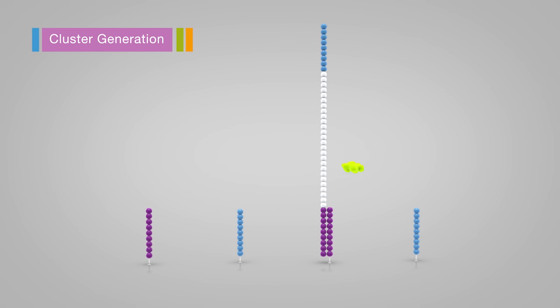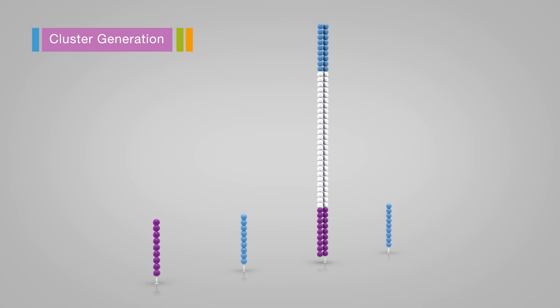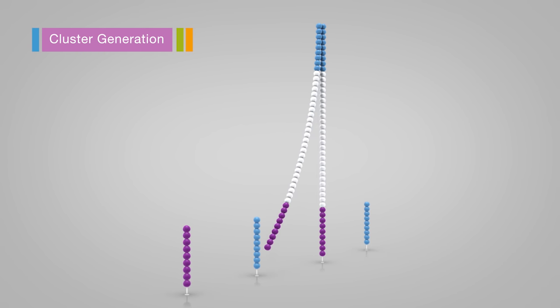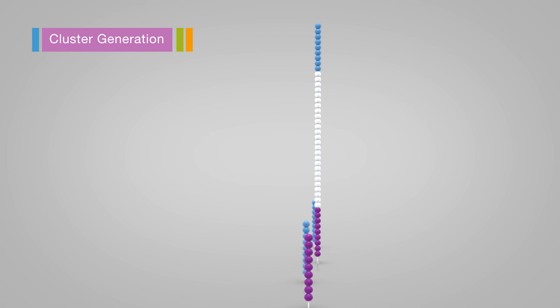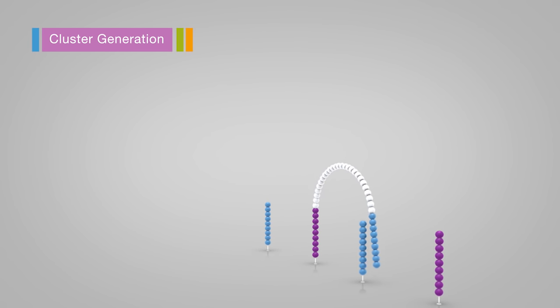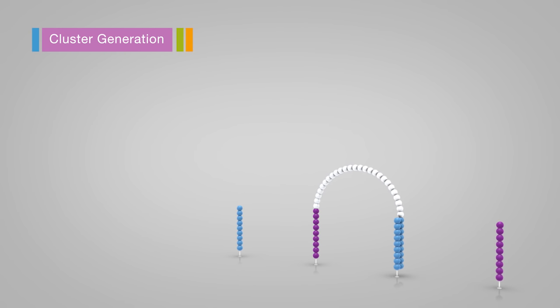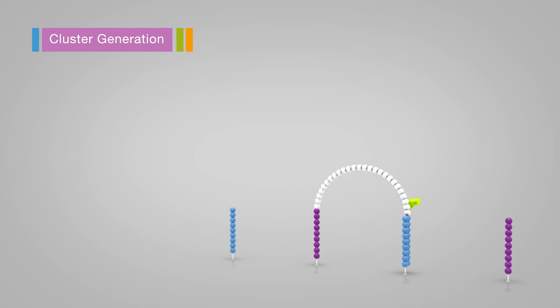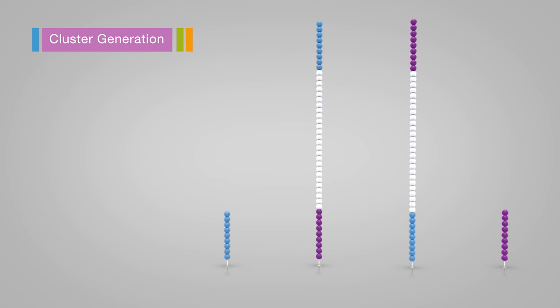A polymerase creates a complement of the hybridized fragment. The double-stranded molecule is denatured, and the original template is washed away. The strands are clonally amplified through bridge amplification. In this process, the strand folds over and the adapter region hybridizes to the second type of oligo on the flow cell. Polymerases generate the complementary strand, forming a double-stranded bridge. This bridge is denatured, resulting in two single-stranded copies of the molecule that are tethered to the flow cell.